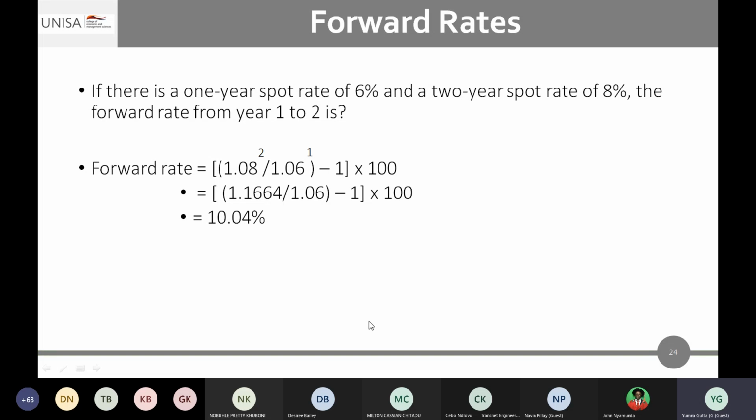So forward rate is equal to, in brackets, 1.08, which is your rate in year two, squared, over your rate in year one, which is to the power one, minus one, times 100. First you solve for 1.08 squared, which gives you 1.1664, divided by 1.06. You get the answer, minus 1, times 100 to get your rate. This is how you calculate forward rates. Sometimes you will be asked to calculate the forward rate of year 3, between year 2 and 3. Then you put year 3, the greater year, on top and the smaller year at the bottom, depending on where they're asking you to calculate the rate. Then you solve for the answer mathematically.